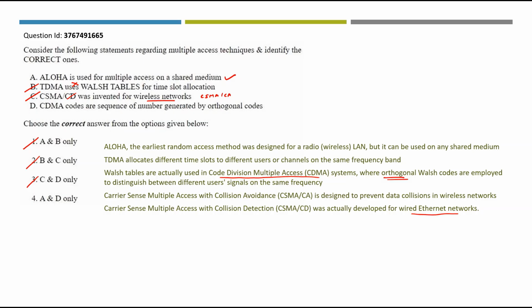What about CDMA codes? This statement is right. CDMA codes are sequences of numbers generated by orthogonal codes. So that point is actually present in this particular statement. So we are going with option number 4, A and D only, as the right answer. If you say TDMA does not use Walsh tables, then you have to know which systems use Walsh tables. It is done by CDMA systems. When you know collision detection is not for wireless networks, then you have to know collision avoidance is for wireless networks.